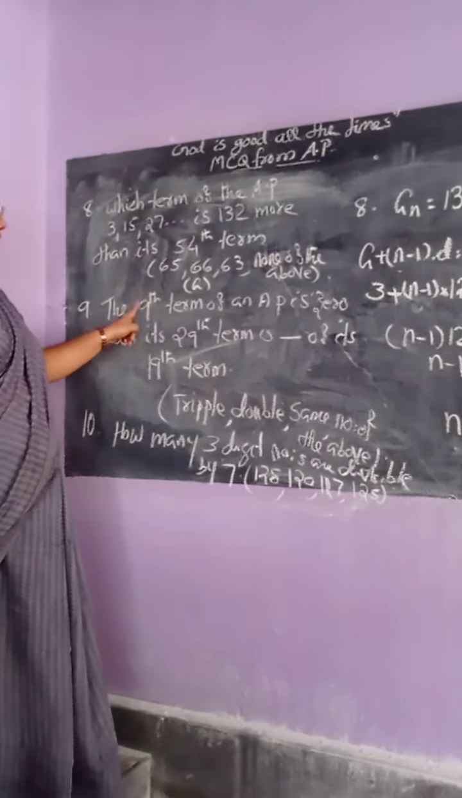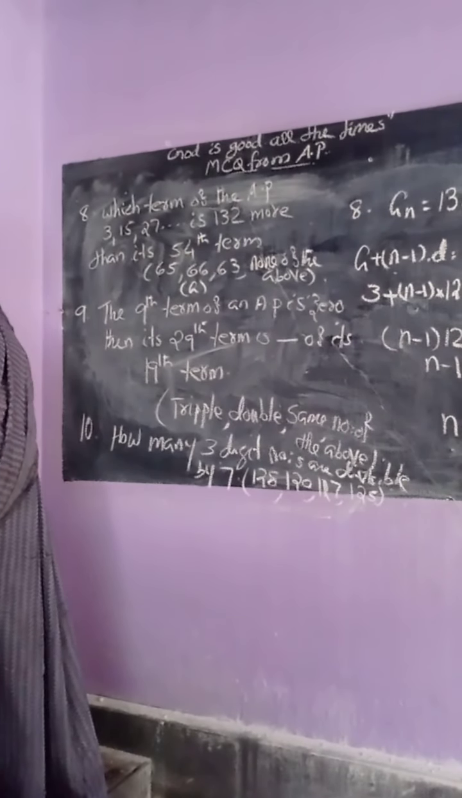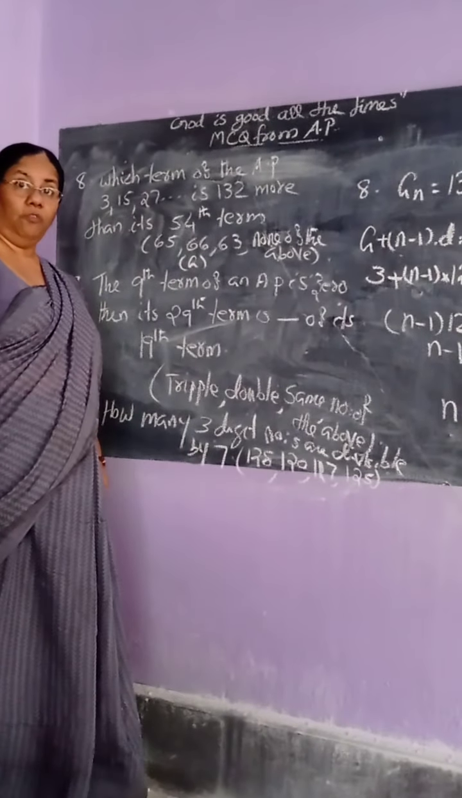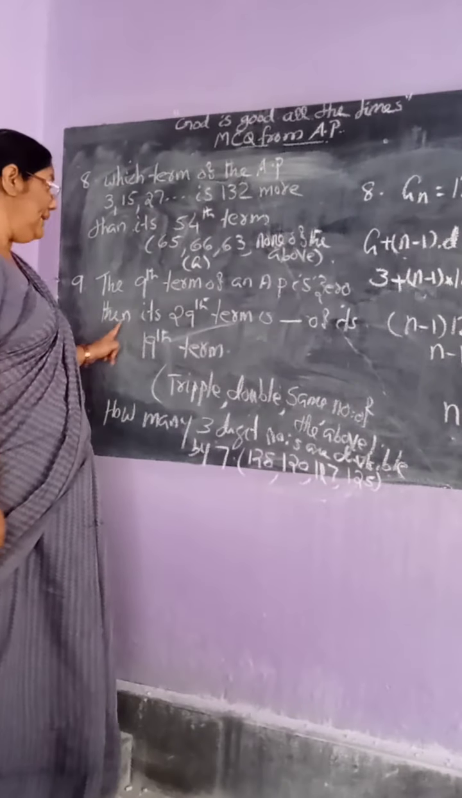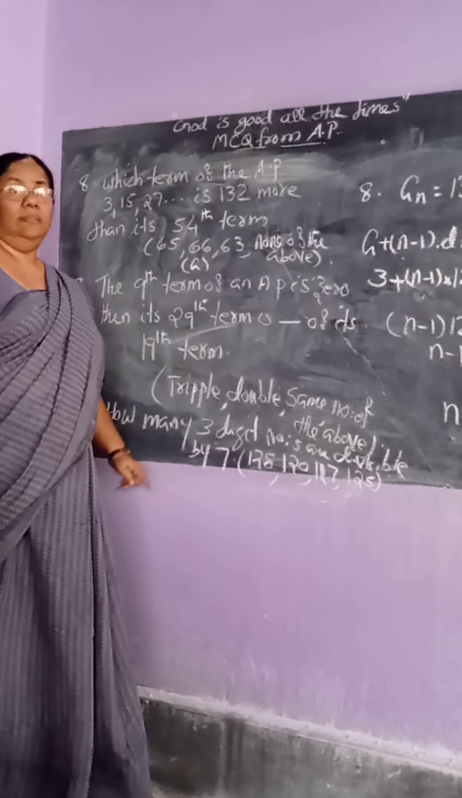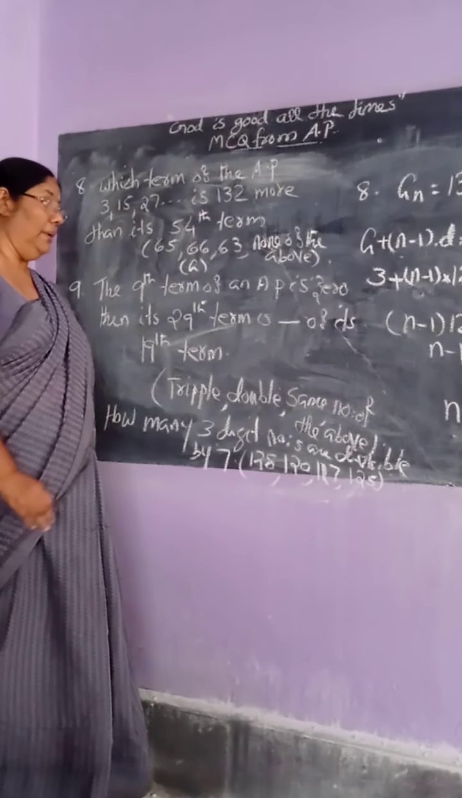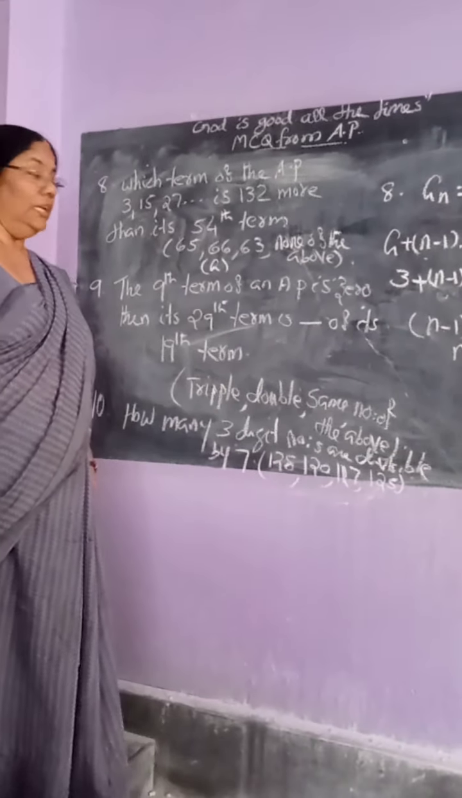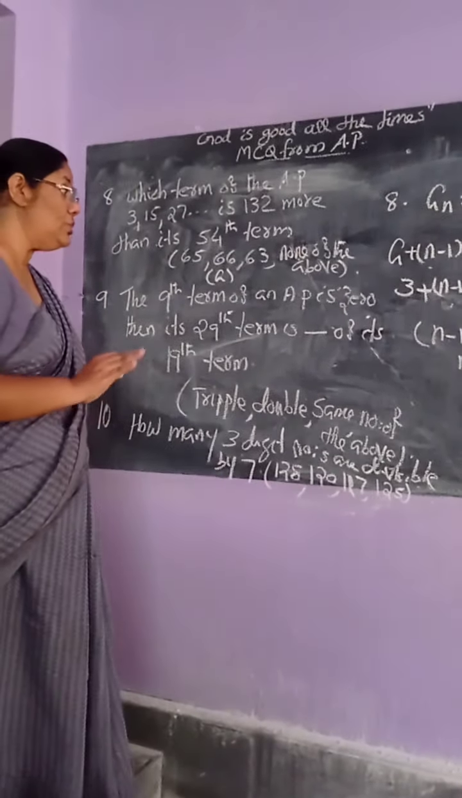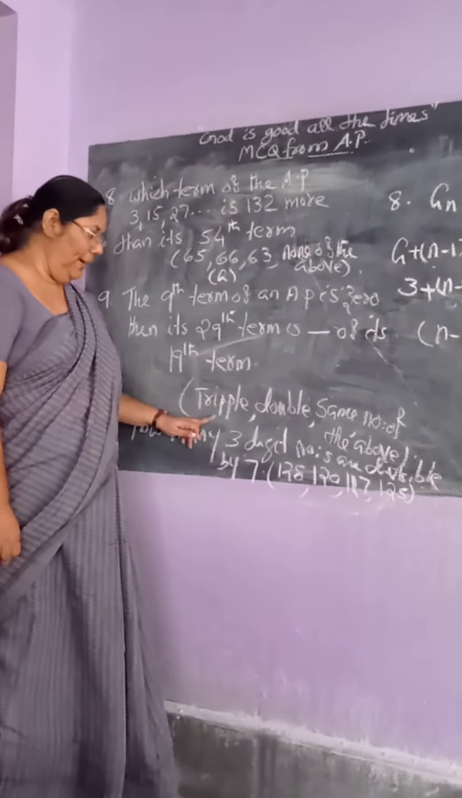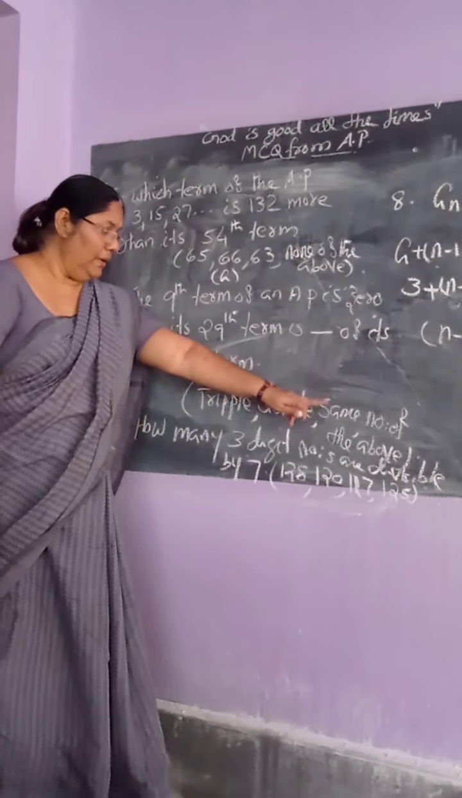Then write the ninth question. I will read the question. The ninth term of an AP is 0. Then its 29th term is dash of its 19th term. The options are triple, double, same, none of the above.